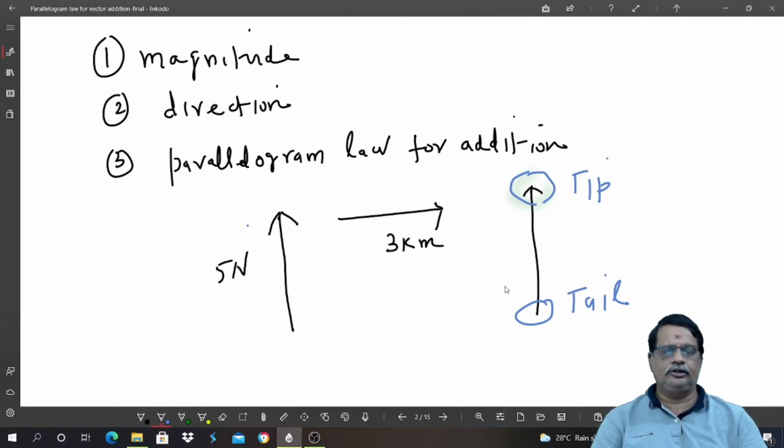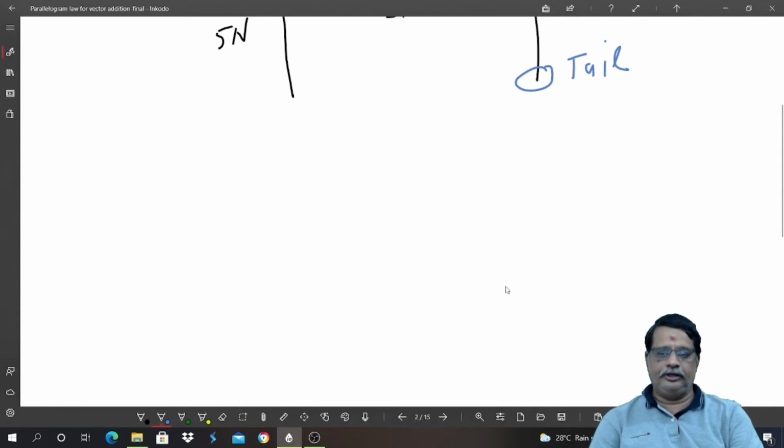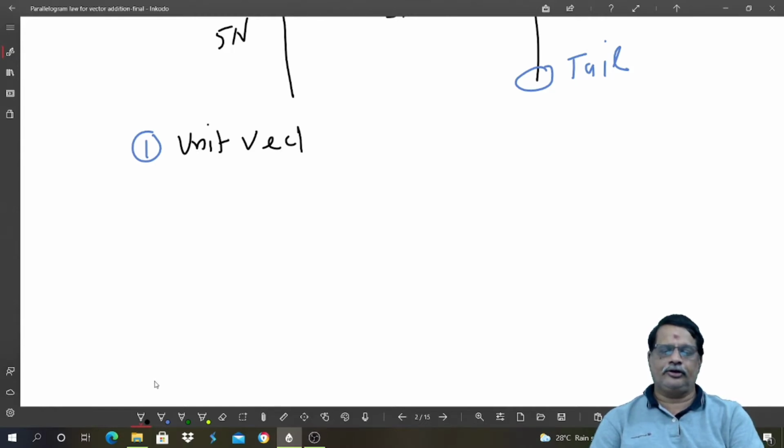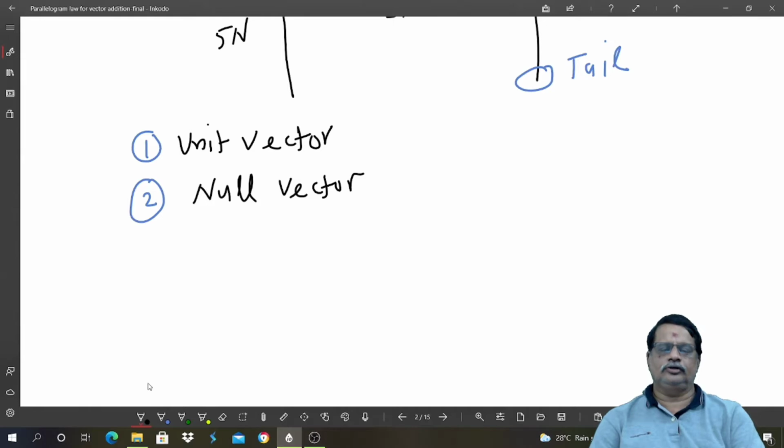Now you know that there are different types of vectors also: concurrent vectors, collinear vectors, coplanar vectors. These are all vectors. But there are two very important vectors. Number one is called a unit vector, and the second one is called a null vector or zero vector.